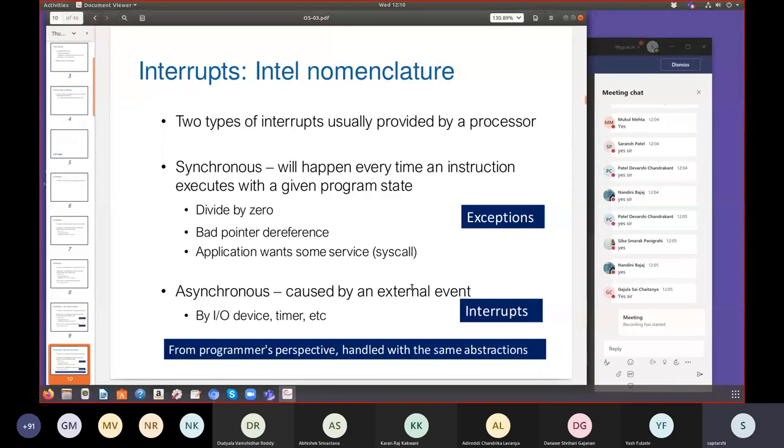However, importantly, from the programmer's perspective, both exceptions and interrupts were handled with the same abstractions. So essentially, at a high level, suppose an exception has happened or an interrupt has happened, whatever it is, the current user application which is running will have to be postponed, as in swapped out, and the CPU will have to be allocated to a kernel subroutine or a kernel function. From a programmer's perspective, the abstraction remains the same, whether it has been an exception or an interrupt. But maybe internally the CPU distinguishes between these two.